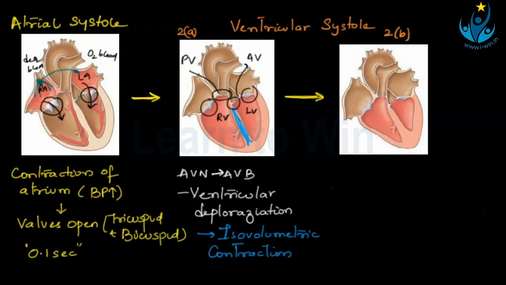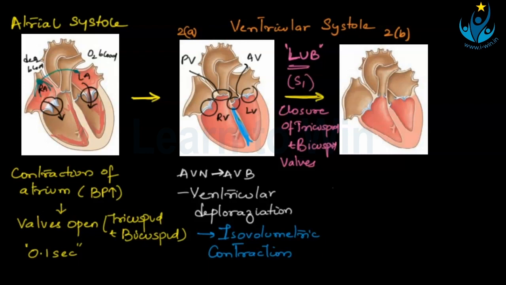Now, due to this, it generates the lub sound. Heart has two sounds, lub dub, lub dub, right? So that lub sound is generated during this isovolumetric contraction, because when ventricular contraction begins, the lub sound is due to the closure of the atrioventricular valves, that is the tricuspid and the bicuspid valves. They are closing, and this creates the sound which is the S1 sound, or the lub sound.